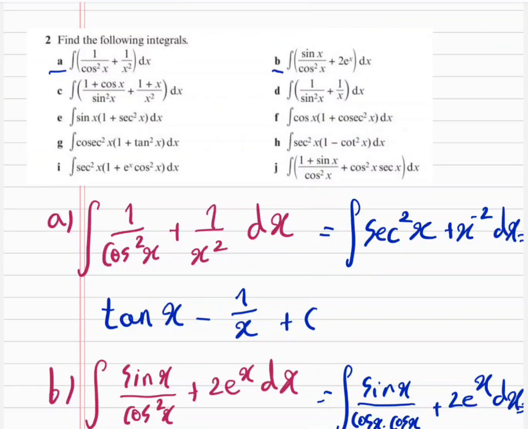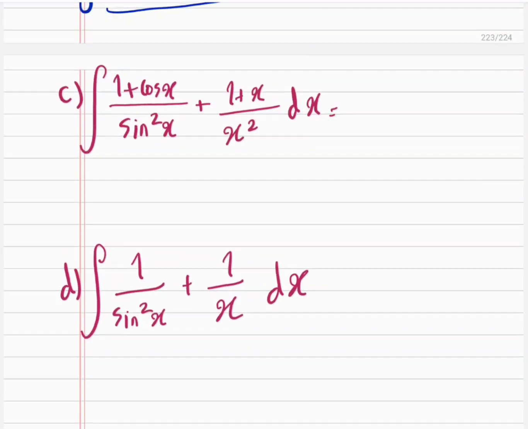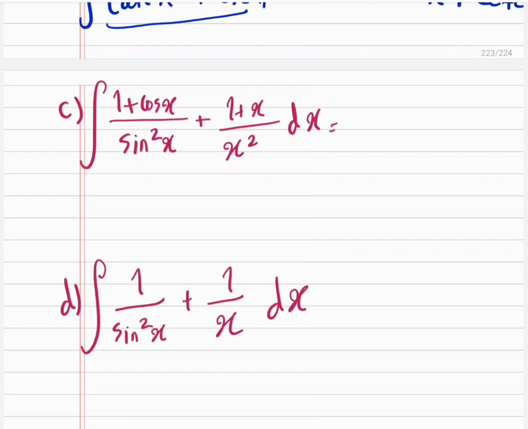Hi everyone, this video is on exercise 11a question 2, and in this video I'm going to do parts C and D. In each of these we have some integrals that require us to use some standard results to solve these. So in part C we have (1 plus cos x) over sine squared x, plus (1 plus x) over x squared.